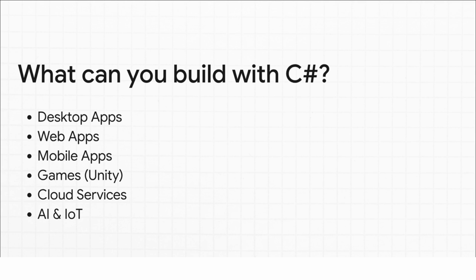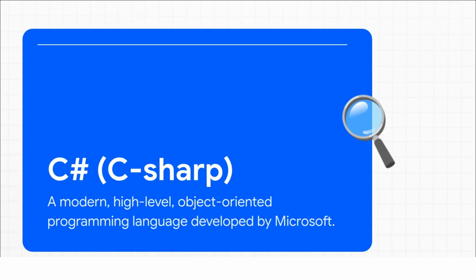We're talking desktop apps, web apps, mobile apps that run on any device, even incredible 3D games using the Unity engine. And it doesn't stop there. It's the backbone for cloud services, AI, and the whole Internet of Things. So what exactly is C# anyway? Well, it's pronounced C sharp, and it's a modern, super powerful language that came from Microsoft.